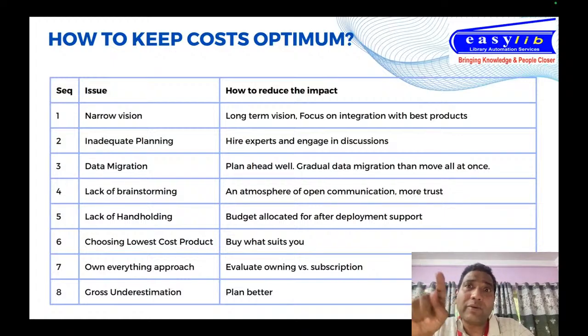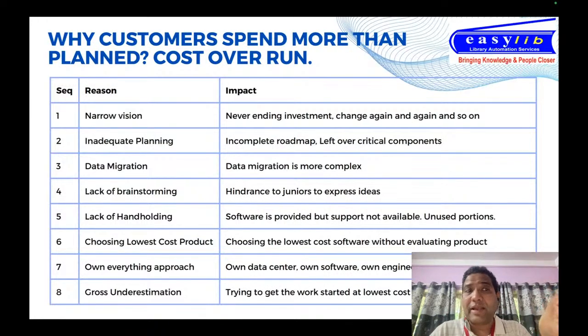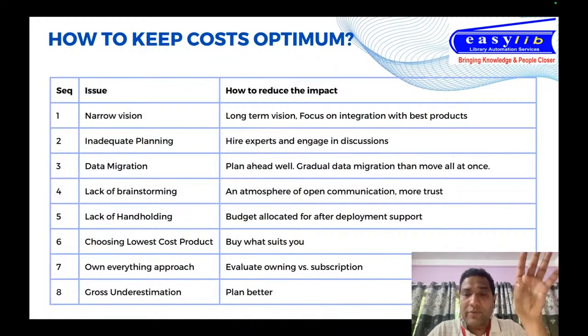Somebody will tell you, oh, you left this particular item, please add it to the budget, like that. That's how you can keep the cost optimum, right? So in the previous slide, we went over what the reasons for the cost overrun are and what impact they cause, and in this slide, with the same 8 of them, we went over how we reduce the impact.